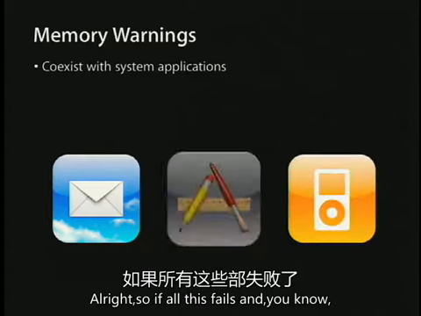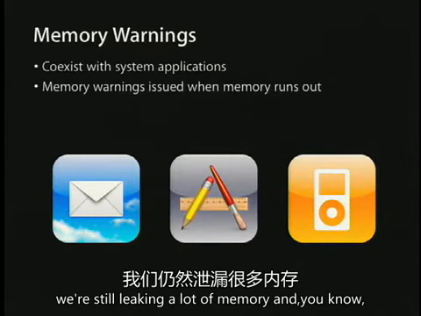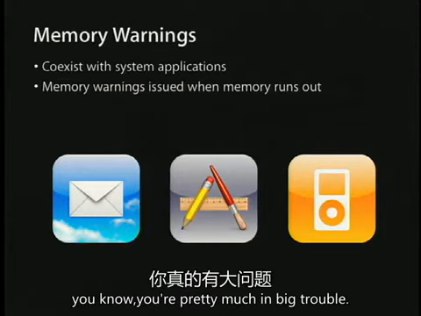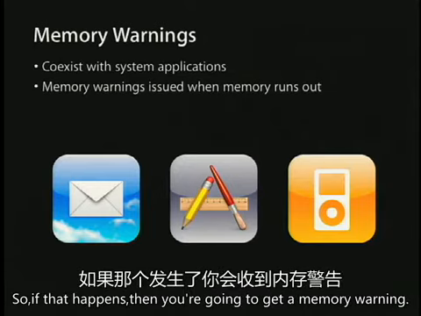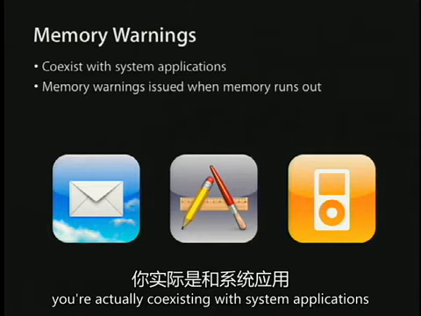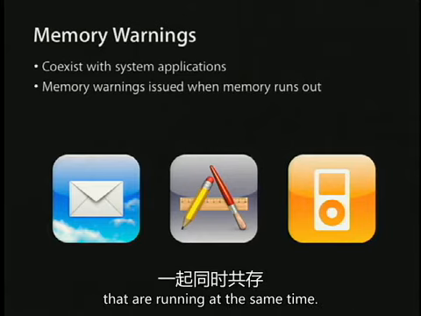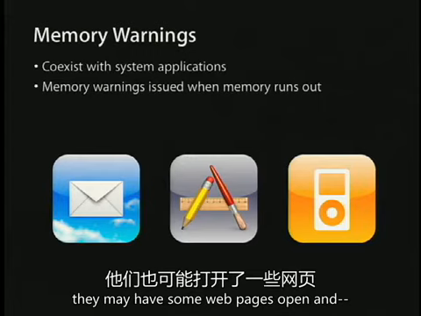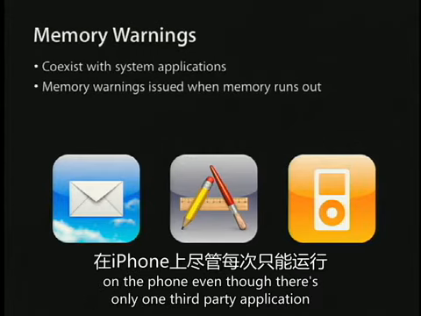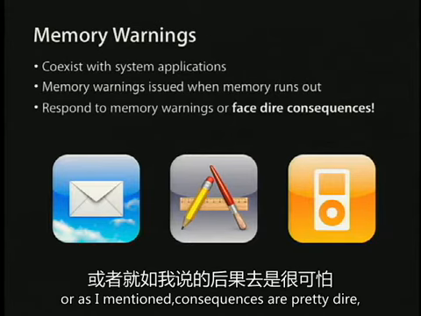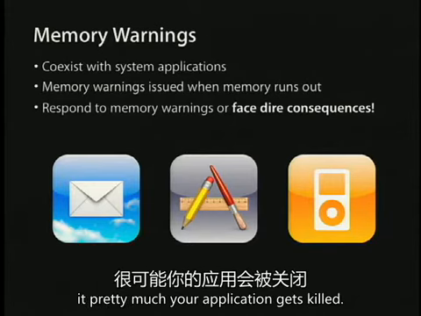All right, so if all this fails and we're still leaking a lot of memory and we've got autorelease pools that are creating 1,300 megabytes worth of stuff, you're pretty much in big trouble. If that happens, then you're going to get a memory warning. You have to keep in mind that when your application is running, you're actually coexisting with system applications that are running at the same time. The user may be playing audio, they may be downloading some mail, they may have some web pages open, so there are other applications running on the phone, even though there's only one third-party application running at a time. So you do want to respond to these memory warnings, or as I mentioned, consequences are pretty dire. Pretty much your application gets killed.